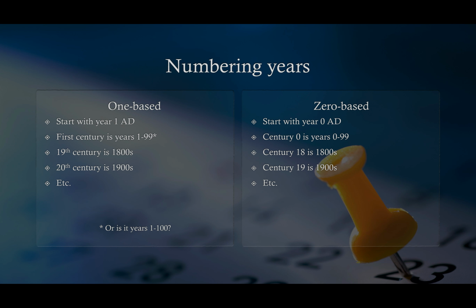None of that confusion exists if programmers had designed our calendar and we use zero-based years. We would start our numbering with the year 0 AD and count up from there. Century 0 would be the years 0 through 99. Century 18 would be the 1800s. Century 19 would be the 1900s. Easy peasy. So even though the numbering starting with 0 is less familiar than the conventional way of doing things, starting with 1, it does make reasoning about things often less confusing.